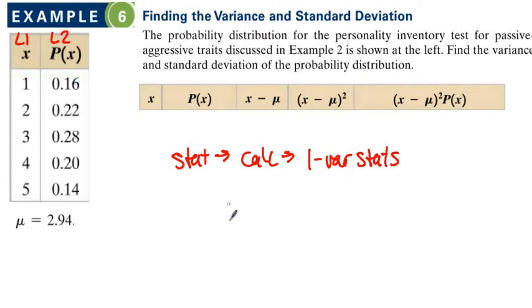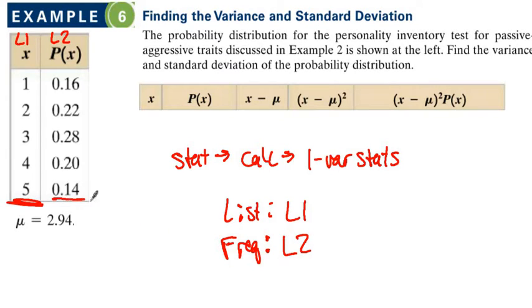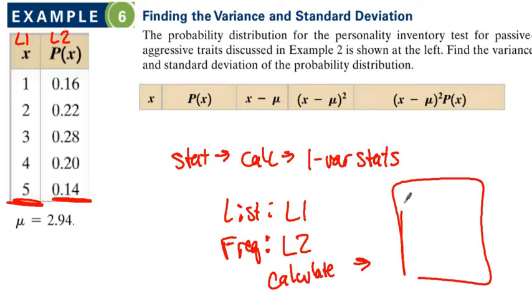Remember that your list should say L1 or wherever you store this data right here. And your frequency list, again, I don't have the calculator in front of me right now, but I believe it says something like that. That should be these numbers. Then you press Calculate or Enter, and you should get the readout. And x bar, we already found that on the last page, that was 2.94. You're going to have two things here. One of them will say sigma x and the other will say Sx.